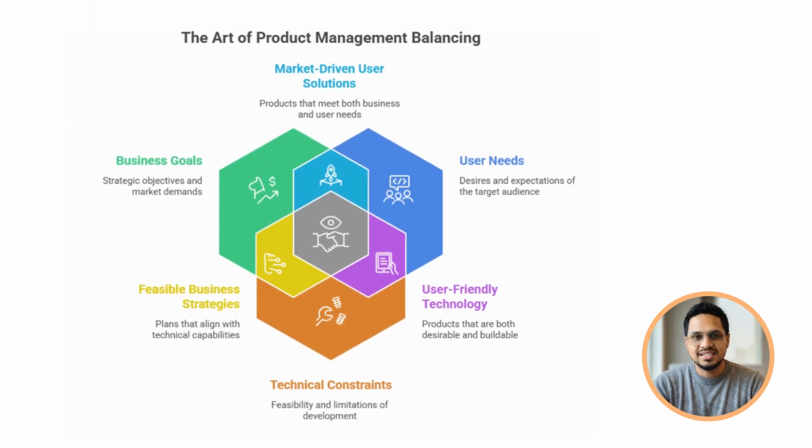So now you understand how strategy and decisions are made. But how do product managers actually balance business goals, user needs, and technical constraints? Now, in the next video, we'll break down product strategy and trade-offs, how great PMs make tough decisions.